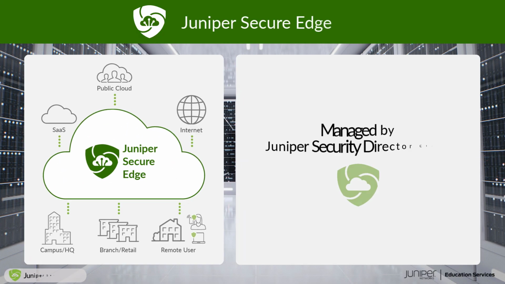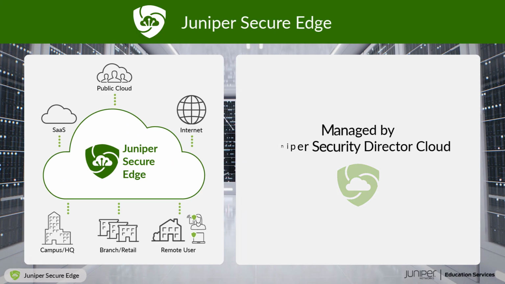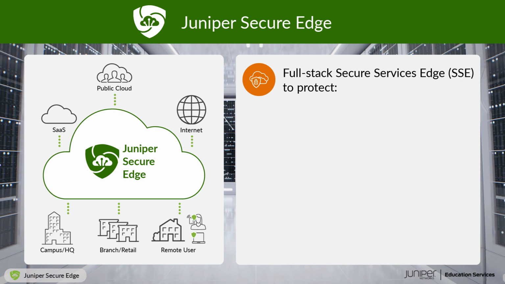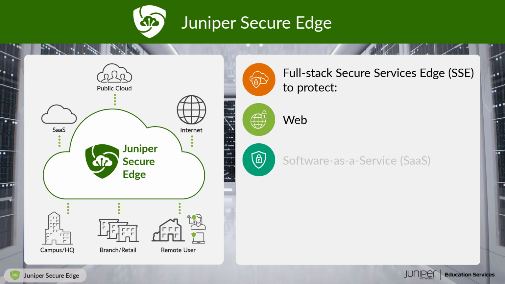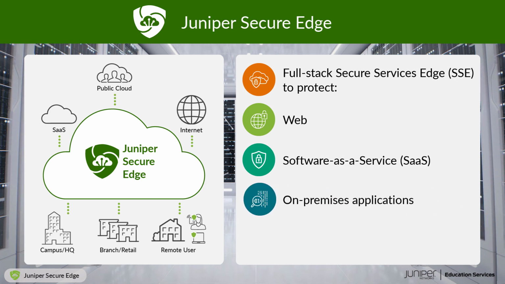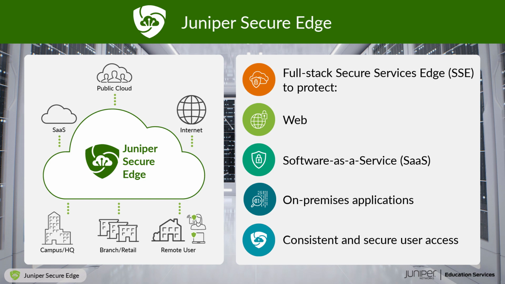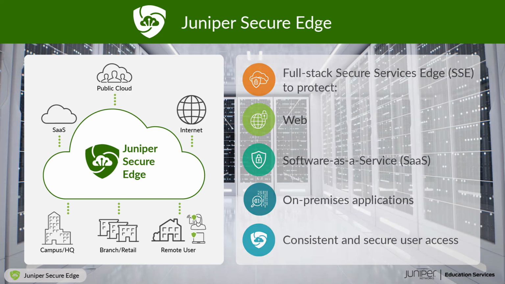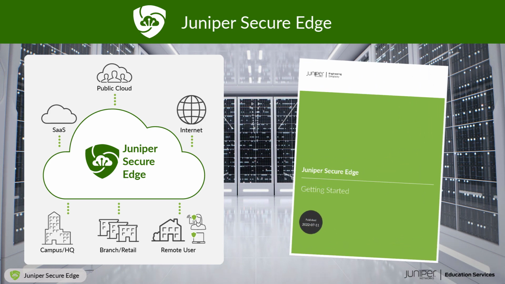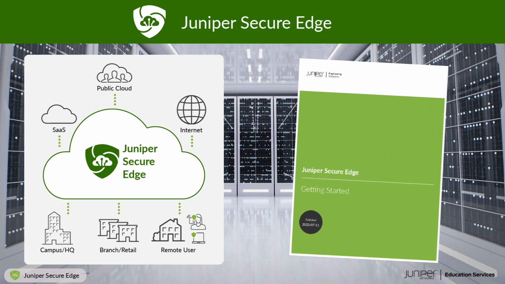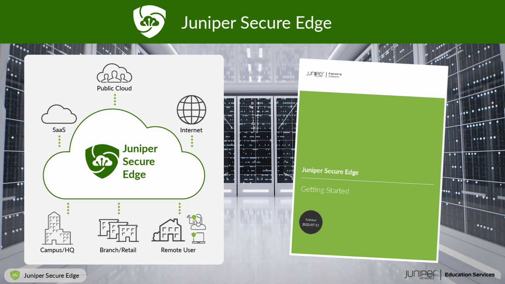Juniper Secure Edge, managed by Juniper Security Director Cloud, provides full-stack Secure Services Edge or SSE capabilities to protect web, software as a service or SaaS, and on-premises applications, and provides users with consistent and secure access that follows them wherever they go. To get started configuring Juniper Secure Edge for your organization, refer to the Juniper Secure Edge Getting Started guide that can be found within the Juniper Tech Library.